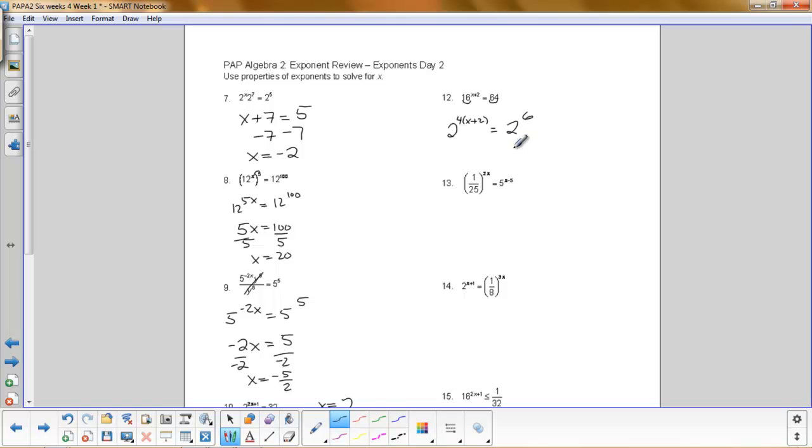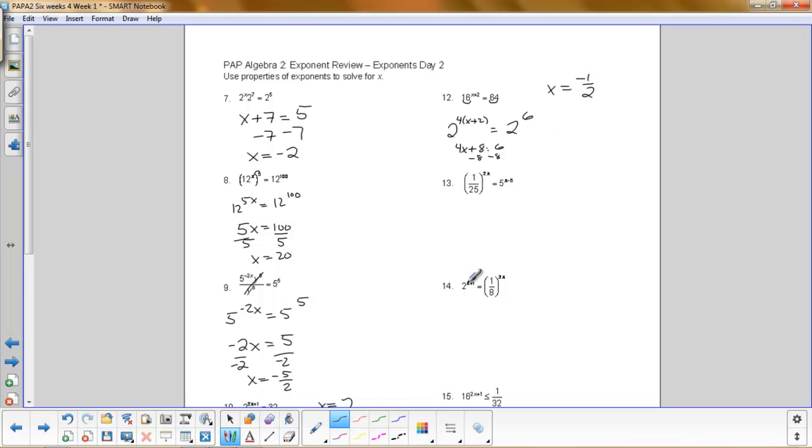You could have also used 4 squared, and 4 to the 3rd power would have gotten you that as well. So it's going to be 4x plus 8 equals 6. Subtract your 8, and you get negative 2/4, which reduces to negative 1/2.